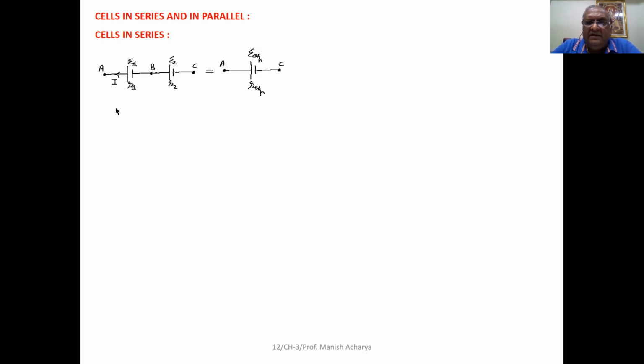Suppose, as shown in the figure, two cells having EMF E1 and E2 with internal resistances R1 and R2 respectively are connected between two terminals A and C, and the current flowing through this combination is I. This type of connection of the cells is the series connection of the cells.